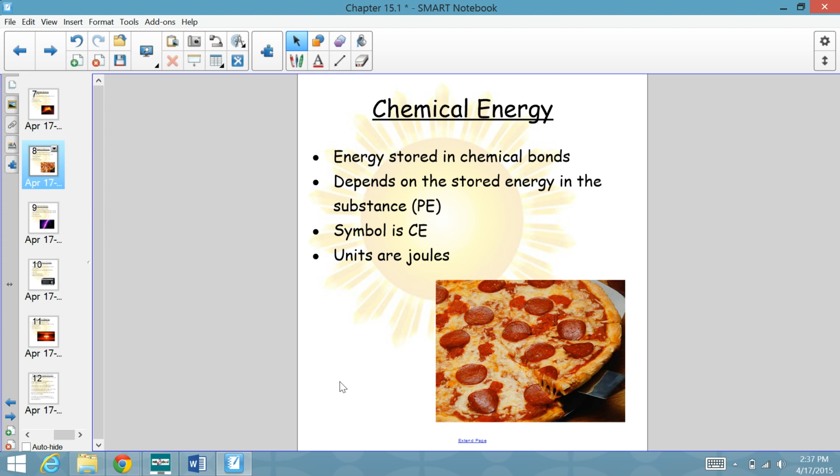And we interact with chemical energy every day because we eat food. So within the food we eat, there is energy stored in those chemical bonds. And as we digest that food and break those bonds, we can harness that energy and then use it ourselves.